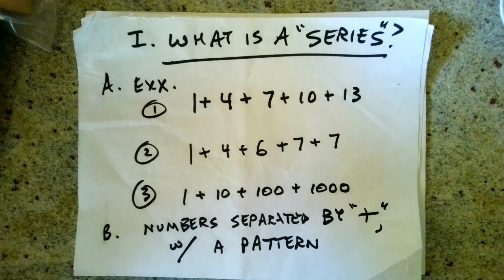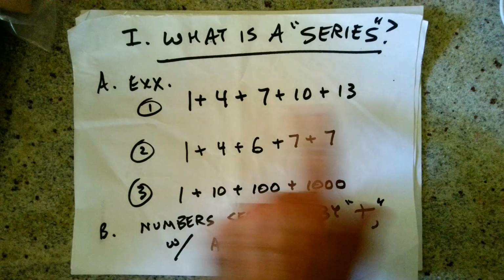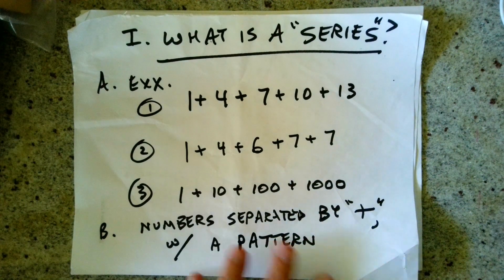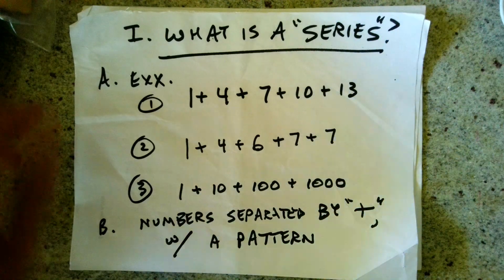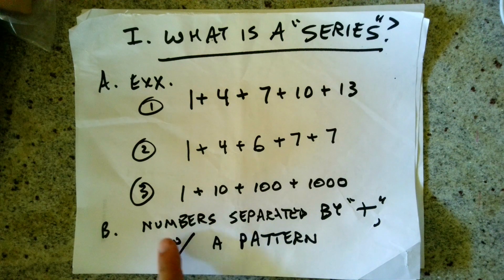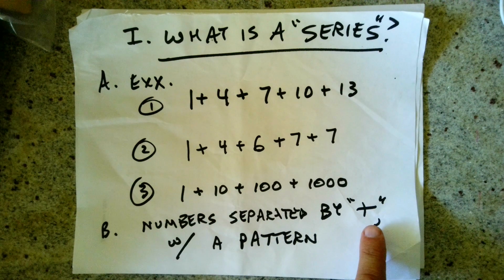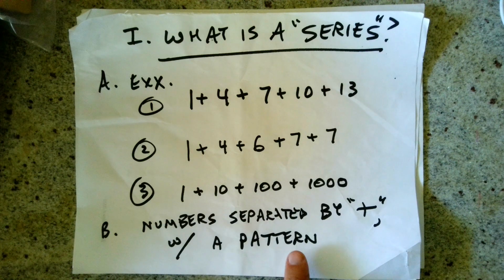So, first, what is a series? Well, here are some examples of series. Again, pause the video, look at them, and see if you can figure out what makes something a series. Of course, I've written it at the bottom there. So what makes something a series is numbers separated by plus signs and with a pattern. There has to be a pattern to the numbers.